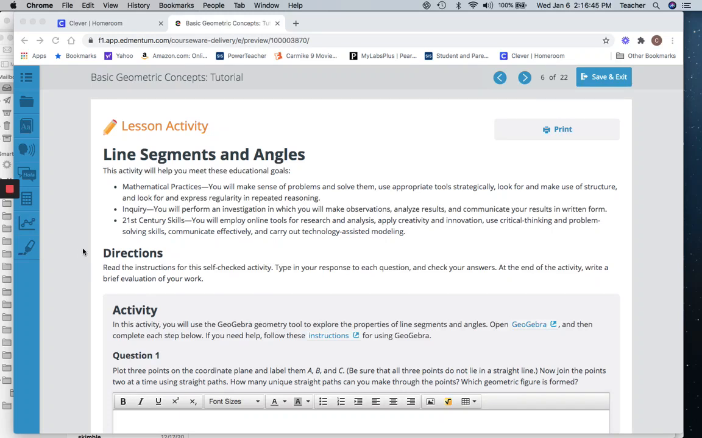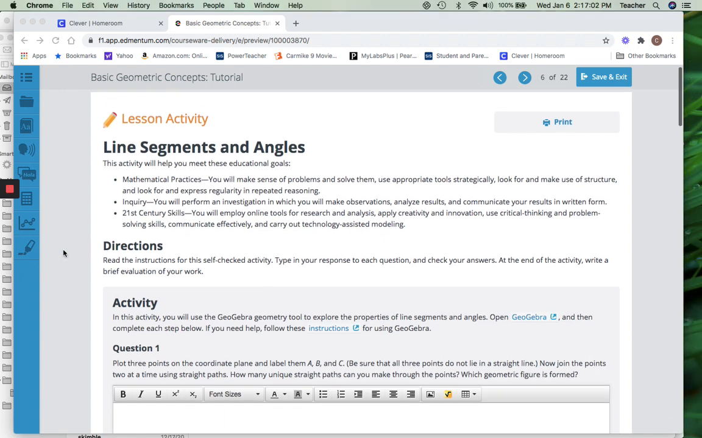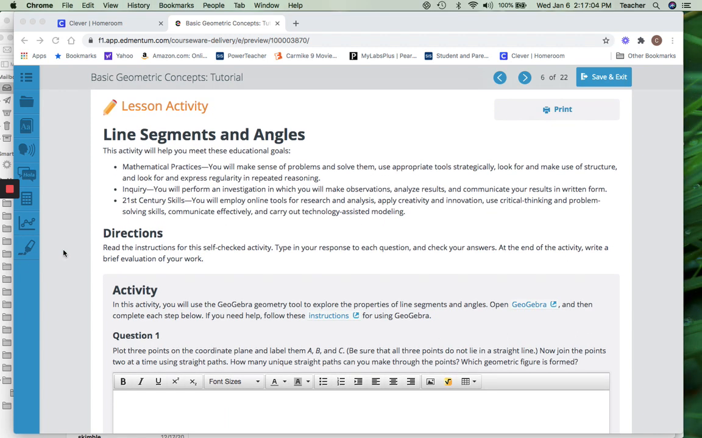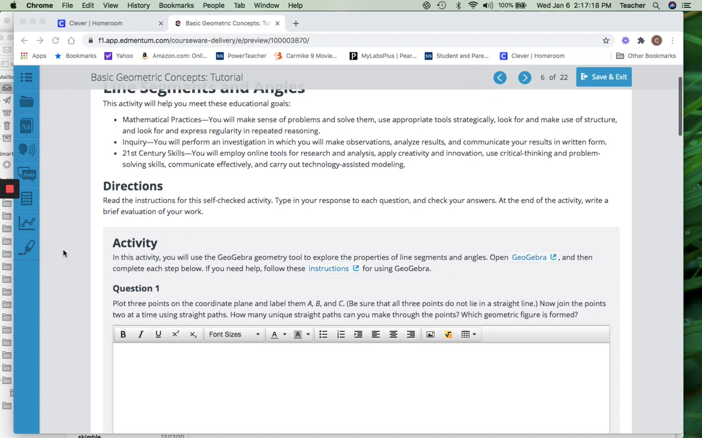All right, you guys, so we are in Basic Geometry Concepts tutorial. I'm on slide 6, and I'll be going through all these activities with you as we go so that you won't get completely lost. So we're talking about lines and angles. Line segments are basically part of a line. They've got two endpoints. You put two lines together or two rays together, and you get what is called an angle. So we're just going to get into it.